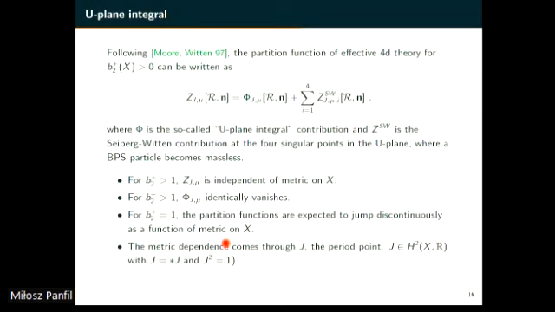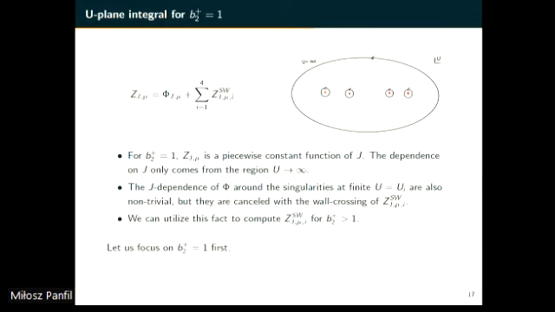This metric, it turns out, comes in through the quantity J, which is sometimes called the period point. This is the unique element in the second cohomology of X that satisfies this relation. So for b2 plus equal to one, we have both of these contributions, and this partition function is a piecewise constant function of the choice of the period point J.